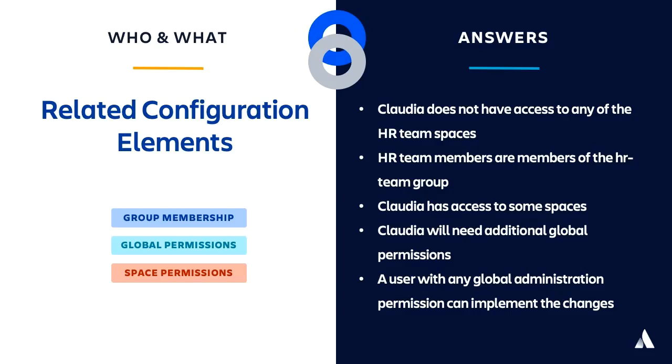We have established that there are three HR-related spaces. Claudia cannot access them. The HR team accesses their spaces via membership in the HR team group. Claudia has Confluence access to some spaces through her membership in the Confluence users group. Claudia needs to be able to create spaces, so she needs an additional global permission. Claudia has requested the ability to manage users and groups. In order to do that, we would need to give her administrative global permissions. A user with global level administration permissions can implement the changes.